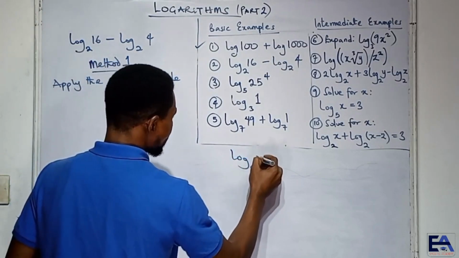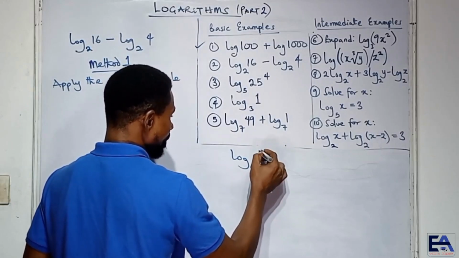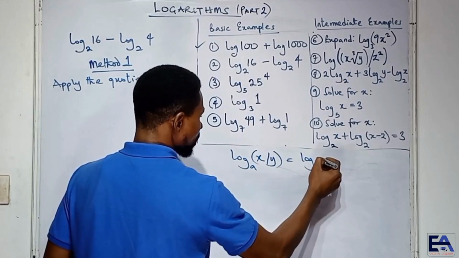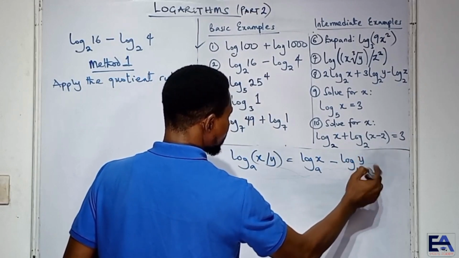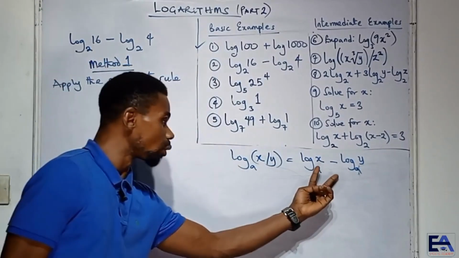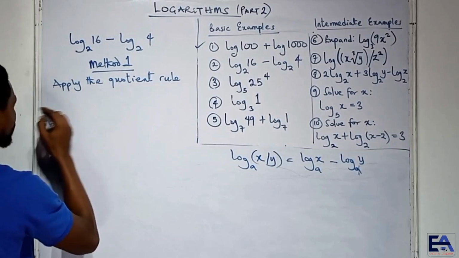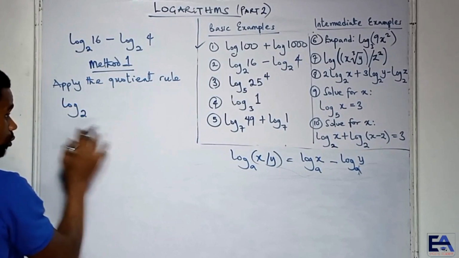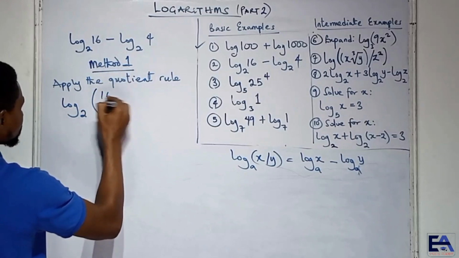log x divided by y, to base a, is equal to log x to base a minus log y to base a. So we might want to reverse the law to get back a quotient. Reversing the law will give us something like log to base 2, the common base, since they are the same base, then you have 16 divided by 4.